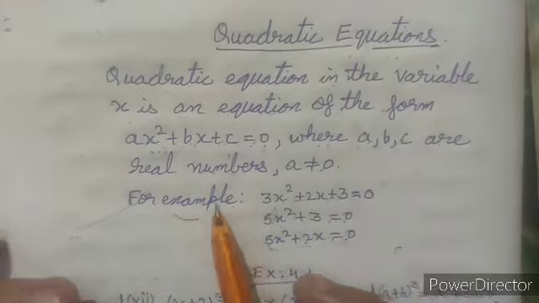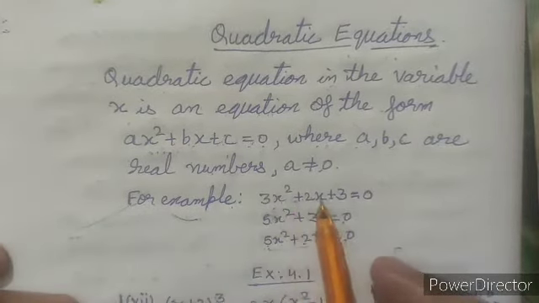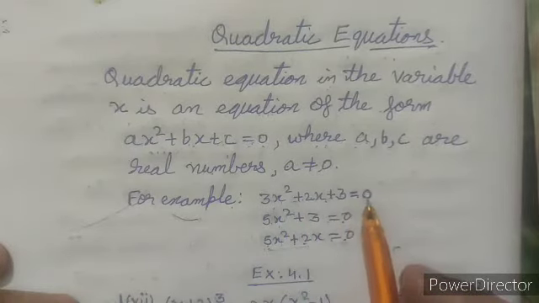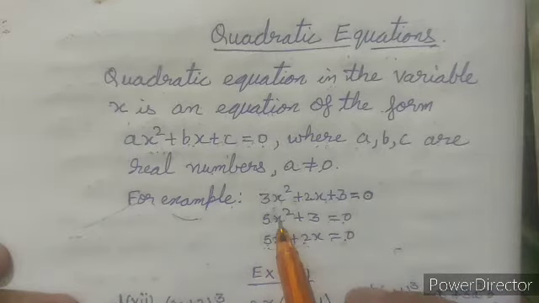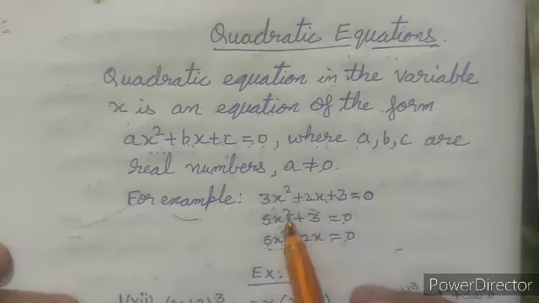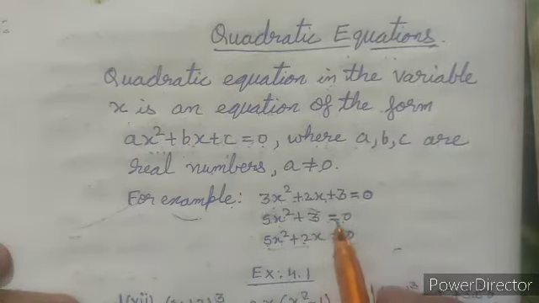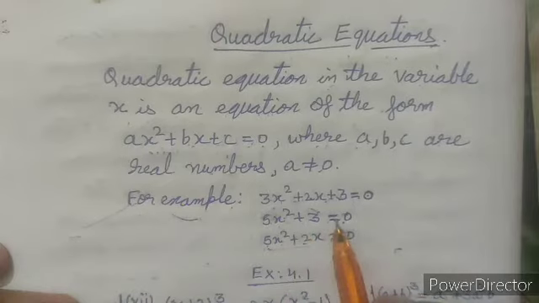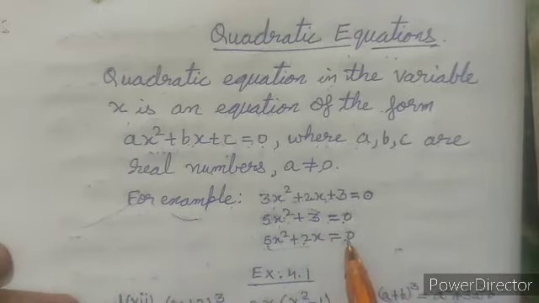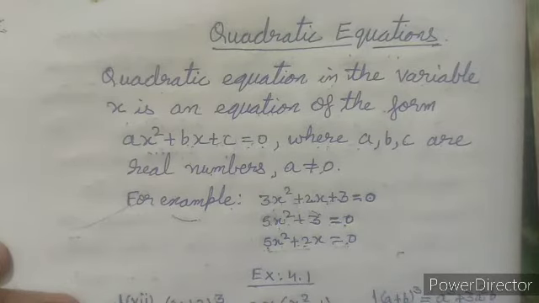For example, 3x² + 2x + 3 is a quadratic polynomial, and if we equate it with 0, it will give us a quadratic equation. Similarly, 5x² + 3 is also a quadratic polynomial as its degree is 2, and on equating it with 0, it will give us a quadratic equation. And 5x² + 2x = 0 is also a quadratic equation.